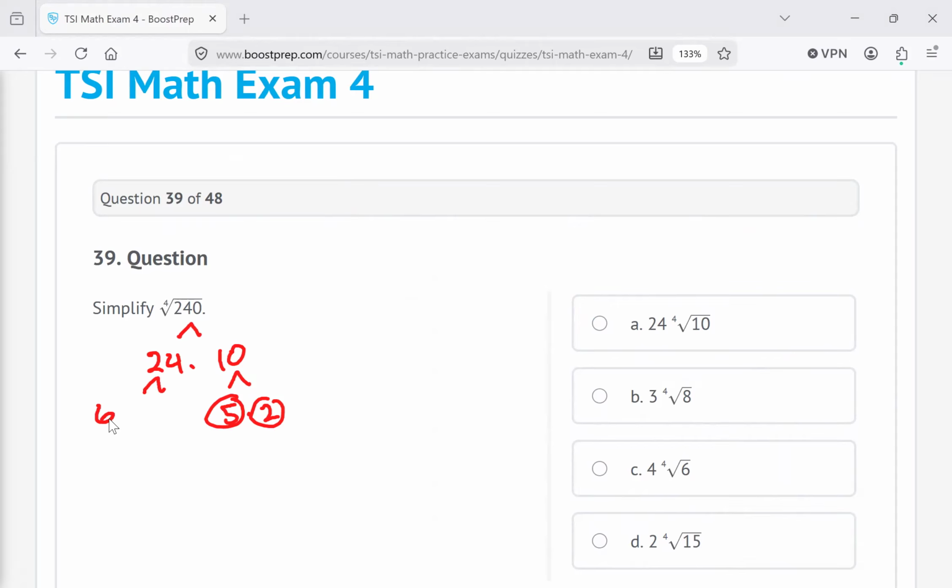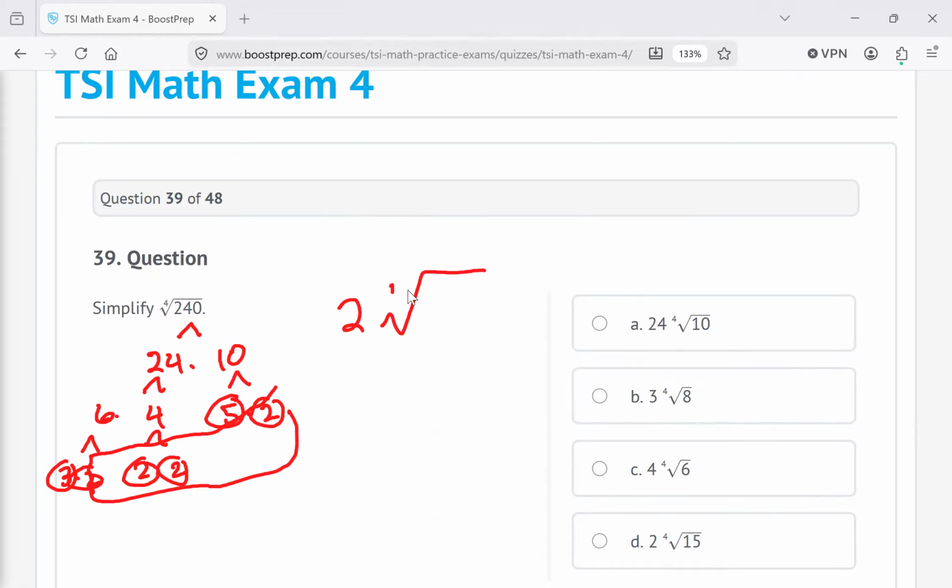24 can be broken down as 6 and 4. 4 can be broken down as 2 and 2. 6 could be broken down as 3 and 2. And then you circle your prime numbers, you circle pairs of 4. Or I see a pair right here. So that's going to be 2, and then the fourth root, and then you have 5 and 3, which is 15. So that's why it's D.